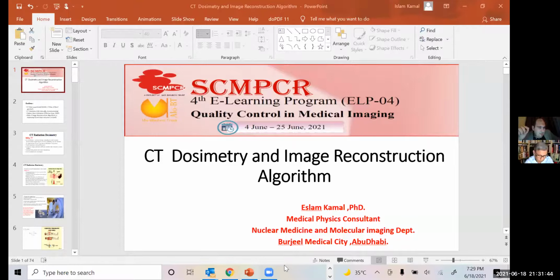The next question is, you said the dose for a thin person goes higher than for an obese person for the same value of CTDI, kV or milliamperes. Then what can be done to reduce the dose to a thin patient for the same values of the above parameters?